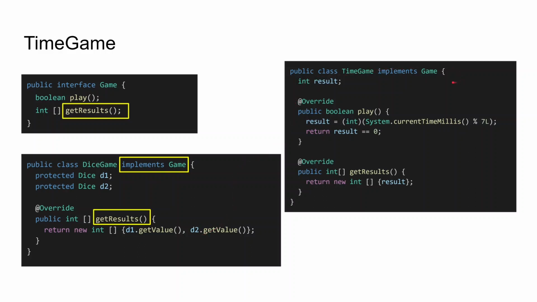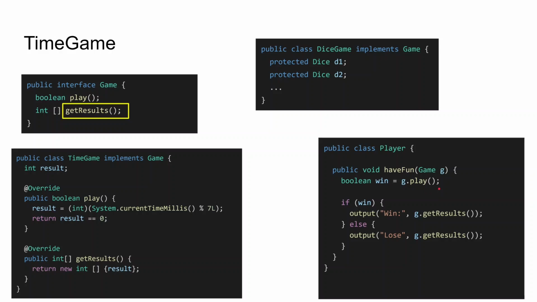And the time game should also implement the game interface. It has a result, and it has the play operation, and it has the get results operation. You call play, and the exact implementation depends on what type of object g actually is. So if it's this new time game, the implementation in time game will run. If it's a type of dice game, then the dice game implementation will run.